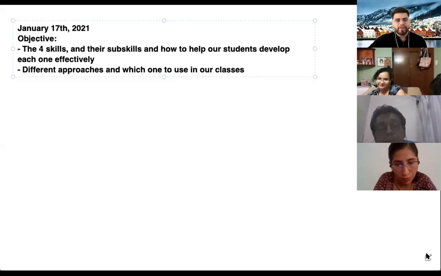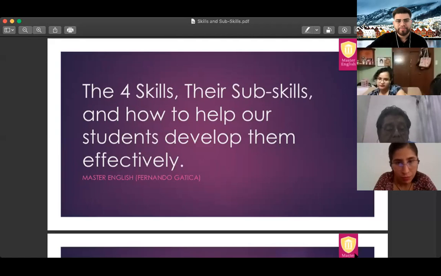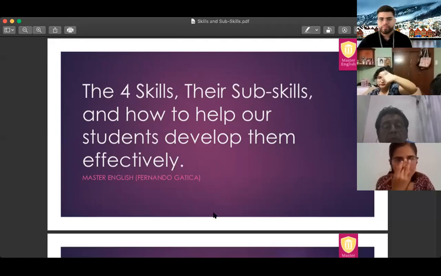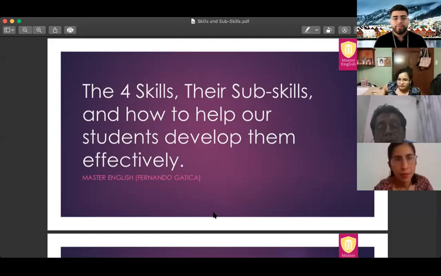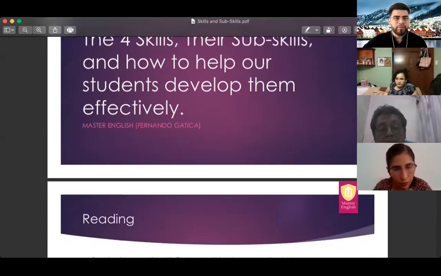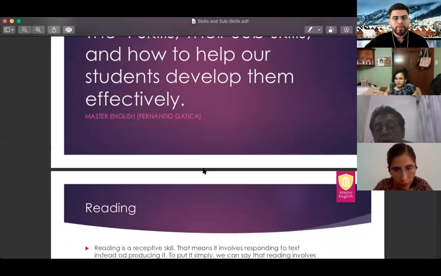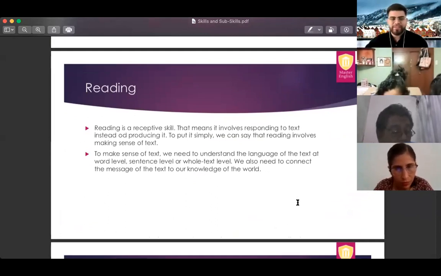So let us begin. Can everybody see this? Yes, okay. This is the four skills, their sub-skills, and how to help our students develop them effectively. All right, let's see. Jocelyn, could you please read this slide for us?